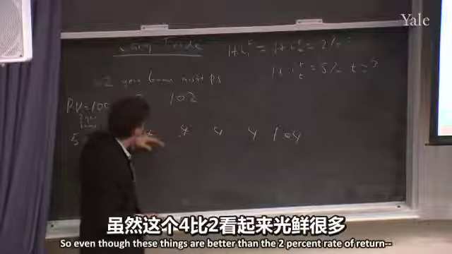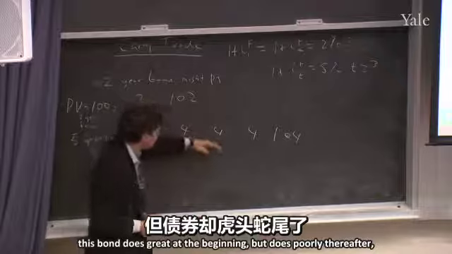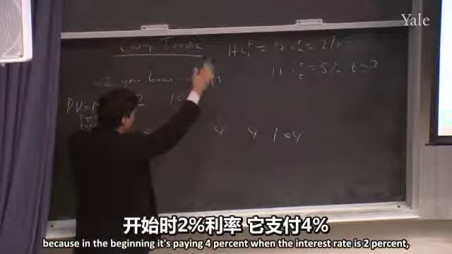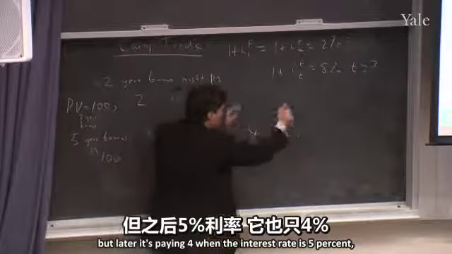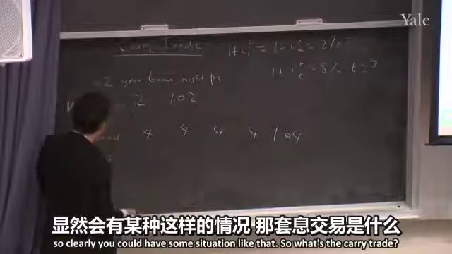So even though these things are better than the 2% rate, this bond does great at the beginning but does poorly thereafter. Because at the beginning it's paying 4% when the interest rate is 2%, but later it's paying 4s when the interest rate is 5%. So clearly you could have some situation like that.